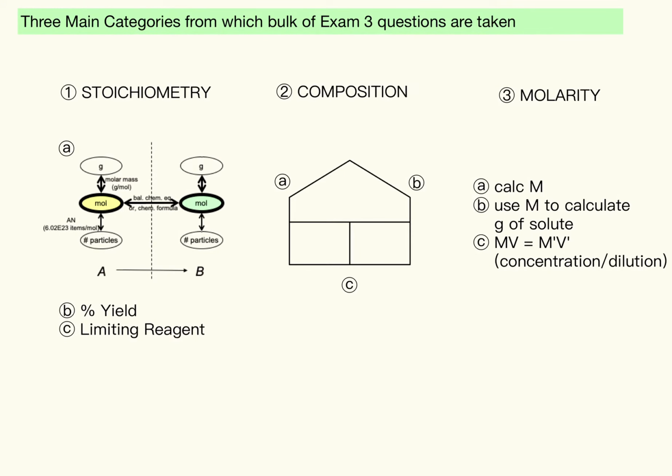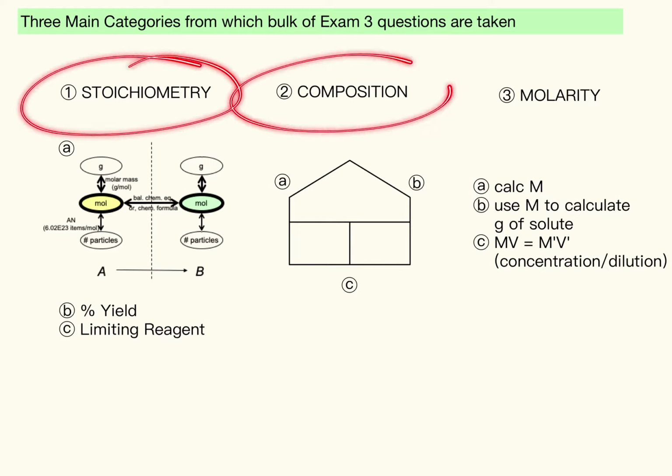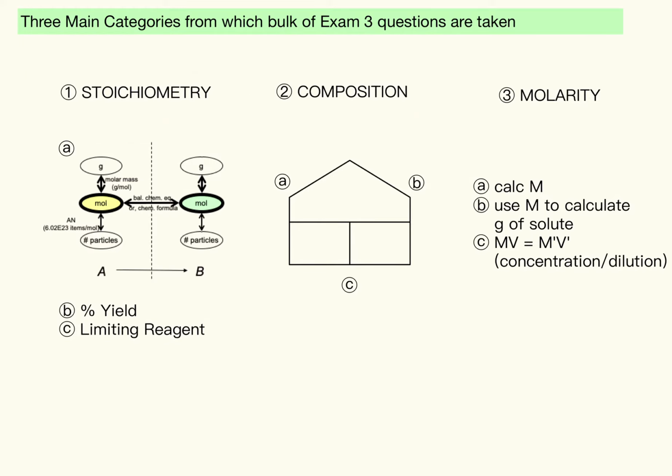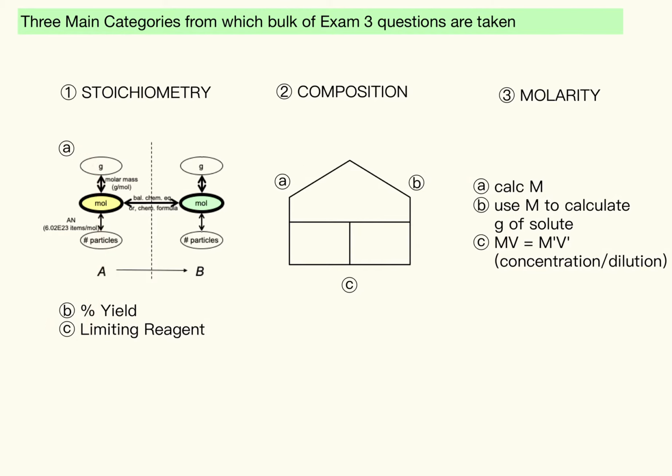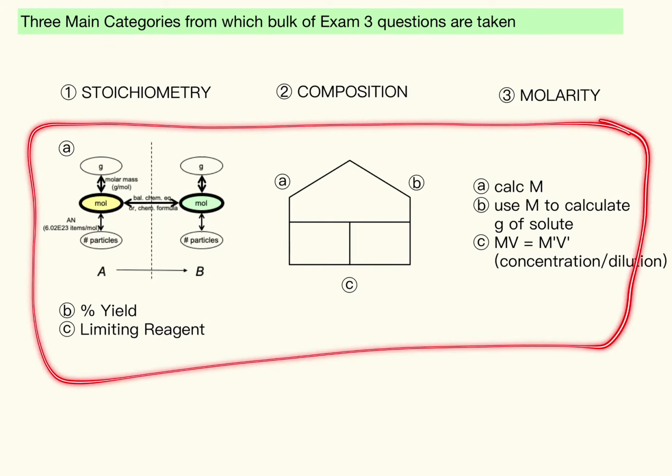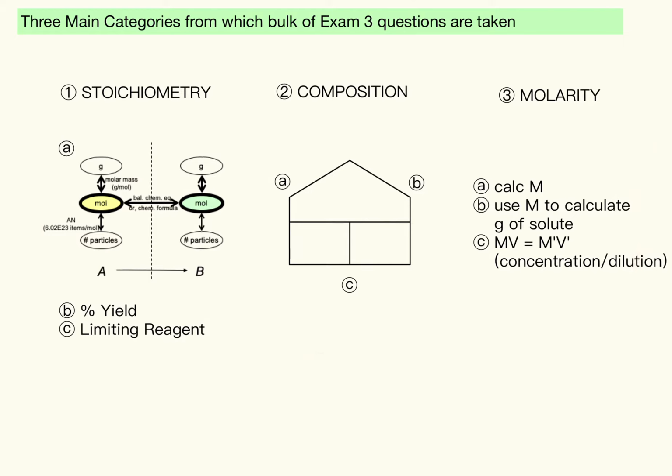Exam 3, there are 3 main categories from which all the questions are going to be taken: stoichiometry, composition, and molarity. By coincidence, each of those happens to have 3 subsections, which I've labeled A, B, and C here. So, in summary, there are 3 general categories and 9 basic types of questions that will make up the bulk of the exam. First of all, let's talk about stoichiometry, which was found in chapters 8 and 9 of the reference textbook.